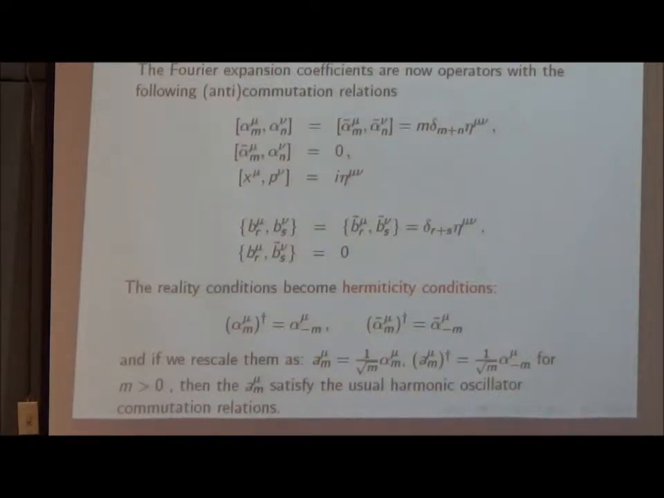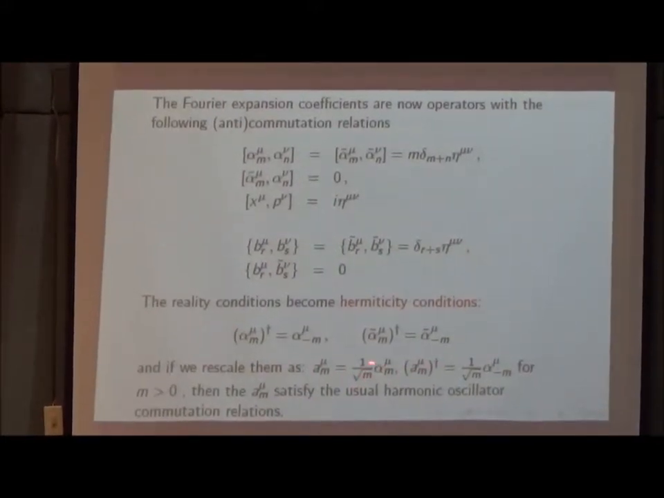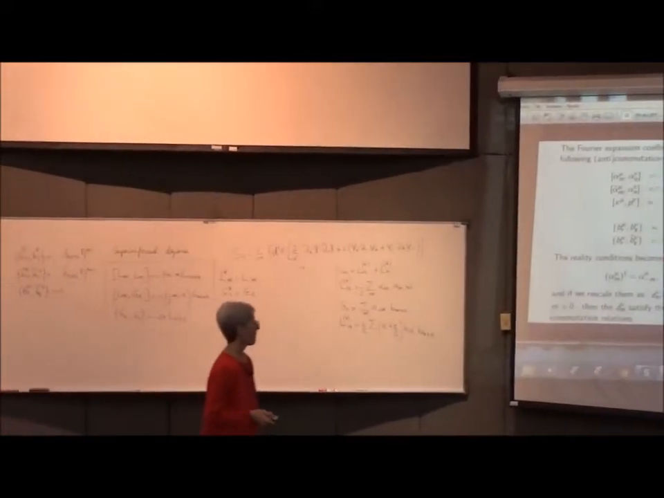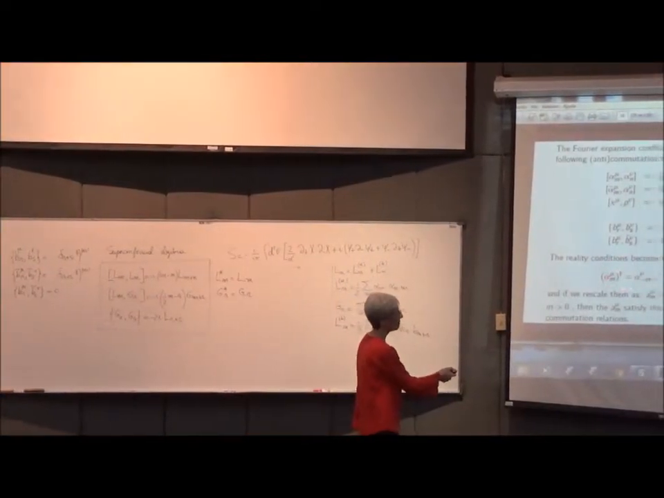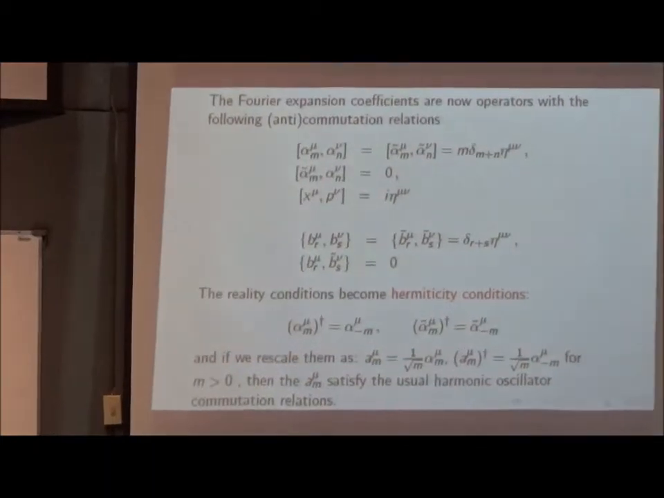Okay, so we have now the commutators. We have to erase the i, and you see here that we can basically rescale this a_m by 1 over square root of m, and in that case we get precisely the harmonic oscillator commutation relations, and the x mu and p mu satisfy the standard canonical commutation relations. And now we have these relations for the fermions. For the fermionic oscillators, I will erase the i, and we have these anti-commutators. Again, the reality conditions: alpha dagger m will be alpha minus m, and similarly for the fermions.